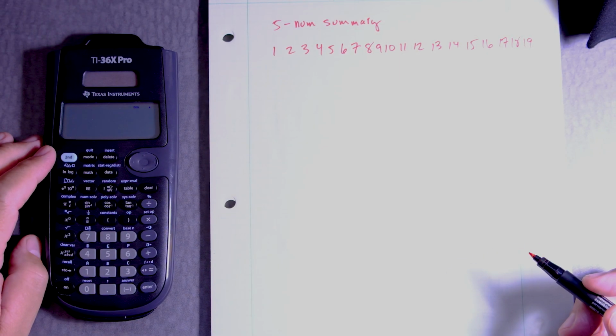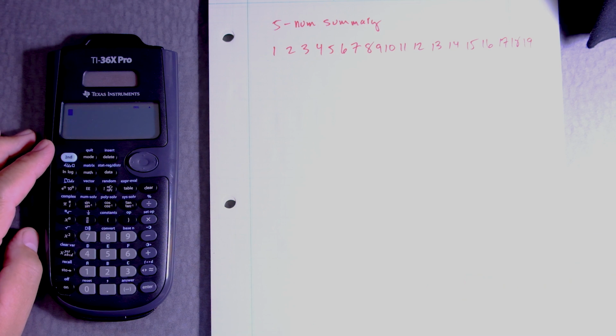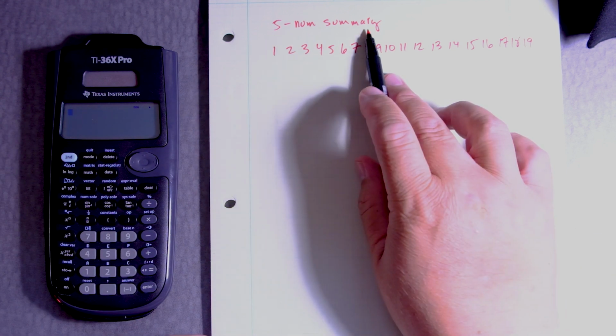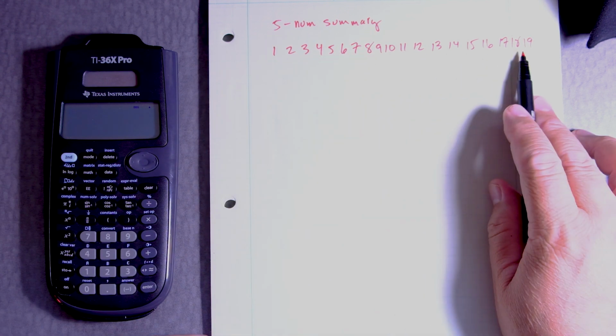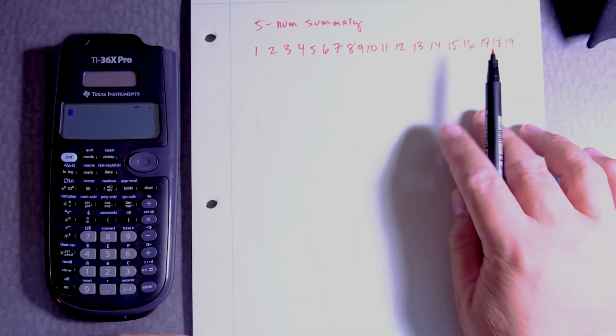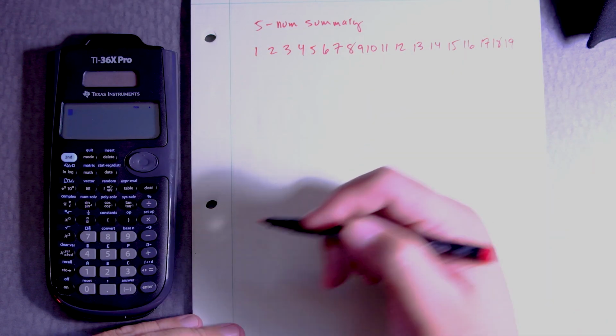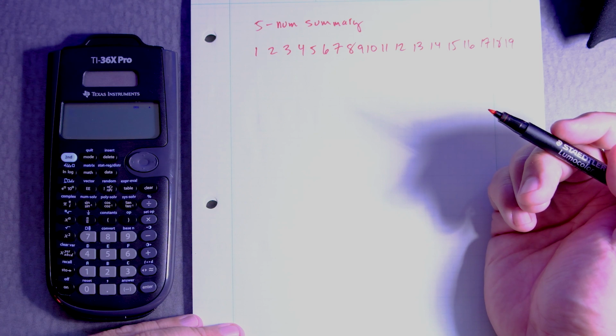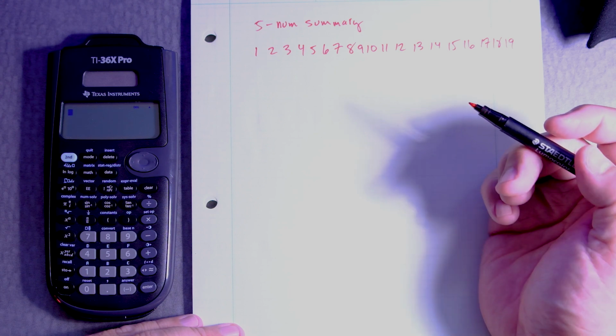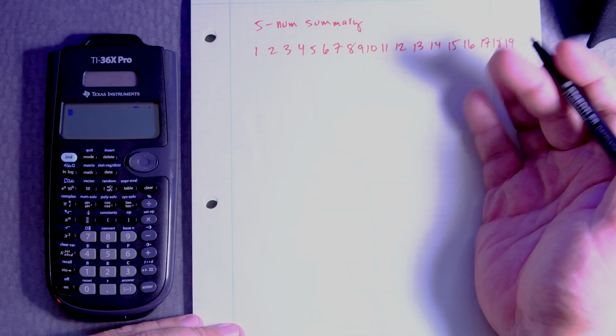This is the TI-36X Pro. Now, let's look at the 5-number summary. So I have them in the list, 1 through 19. And the 5-number summary, if you remember, is first finding the median, right?